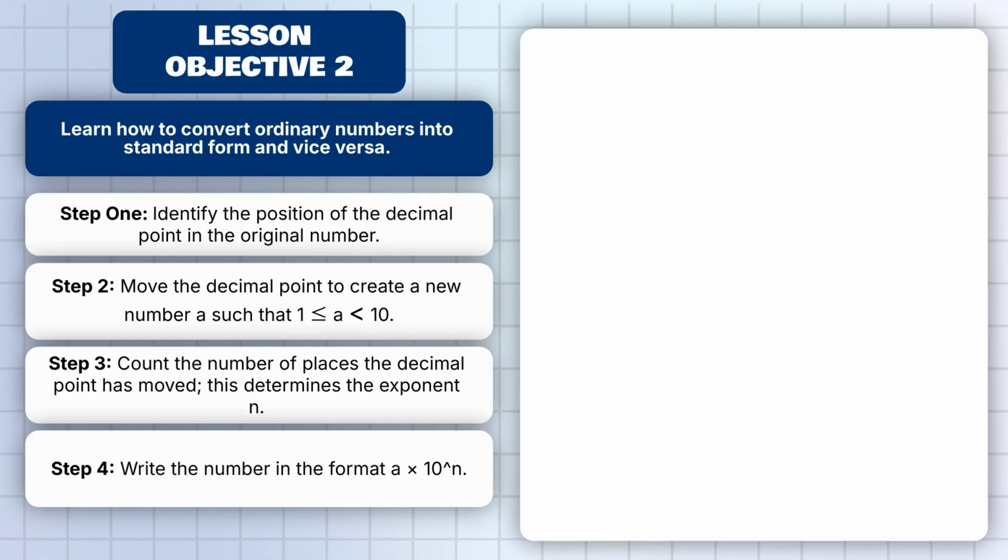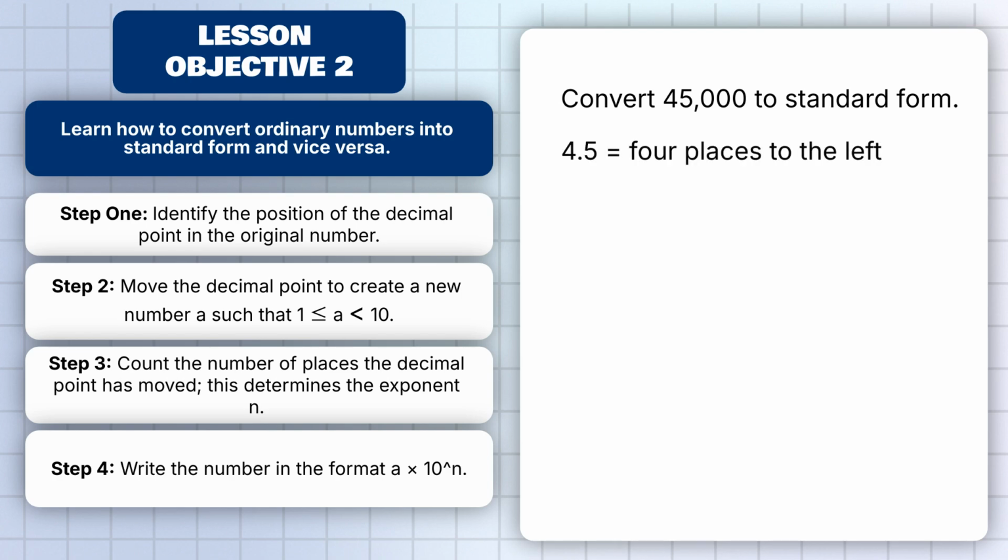Let's turn to a couple of examples. Convert 45,000 to standard form. First, let's move the decimal point. We need to move it 4 places to the left to get to 4.5. That means 4 is n and 4.5 is a. We write this as 4.5 times 10 to the power 4.